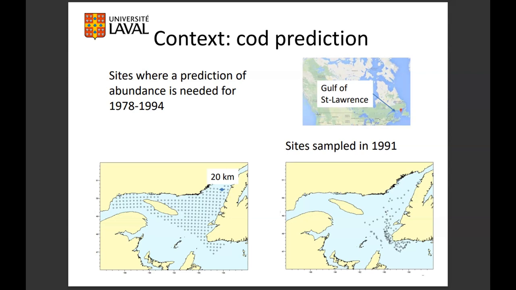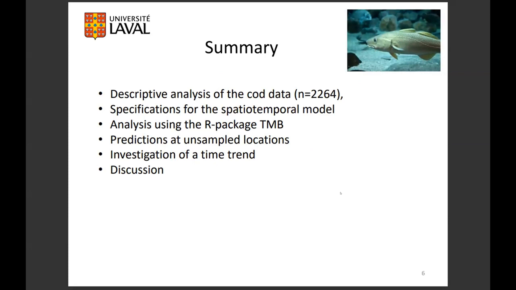All the western part of the survey area has not been observed. So can we make up for that? The presentation is as follows. We have about 16 years of cod trawl surveys, a total of more than 2,000 data points. We specify a spatial temporal model, and we fit the model with an R package, TMB, and then we'll talk about prediction at odd sample points. We'll investigate the time trend, and we'll do some discussion.